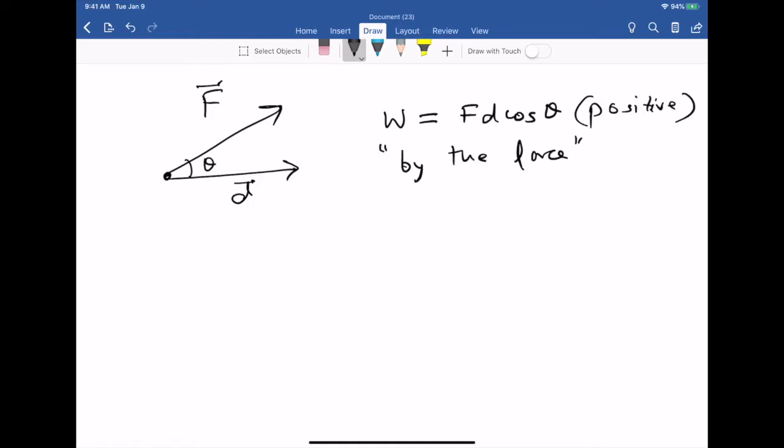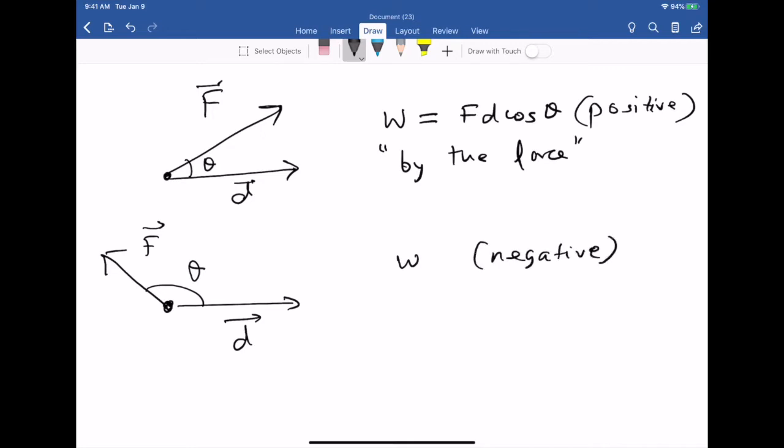Okay, now suppose the force and the displacement make an obtuse angle. So force is in this direction, displacement is in this direction, and the angle between them is greater than 90 degrees. So in that case, work is going to be negative. So in that case, we say that the work is done against the force. Now, you might be wondering, if the force is acting in that direction, to the up and to the left, how can the object possibly move to the right?